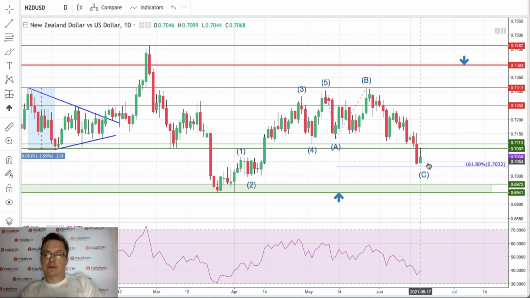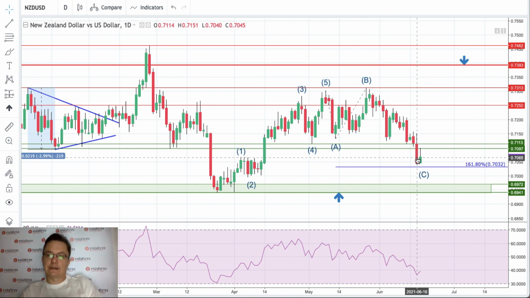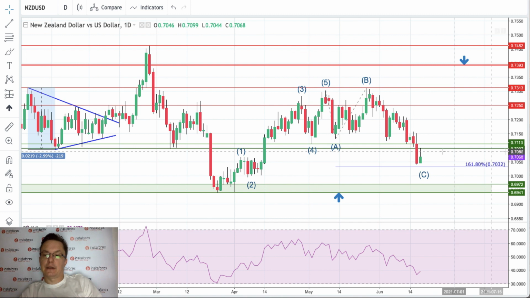161% in Fibonacci retracement. This recent low was made at 7,040 pips. Target is 7,032 pips. We are now 8 pips shy of the target for the wave C Fibonacci target. And this breakout is kind of important because it shows the market strength below technical support at 7,097 pips.